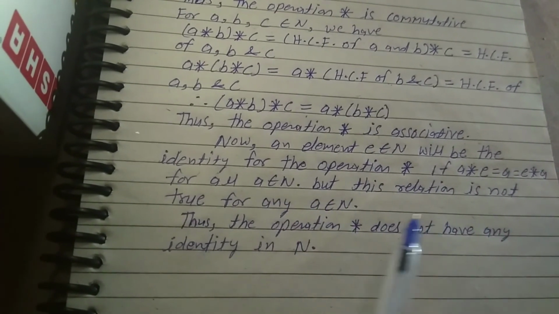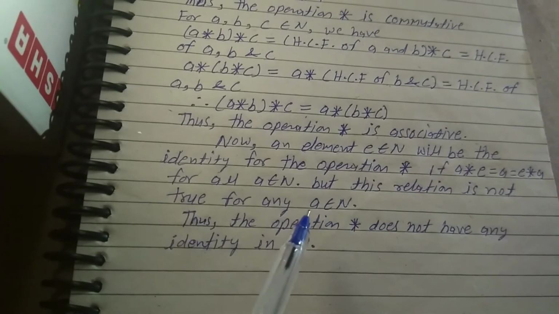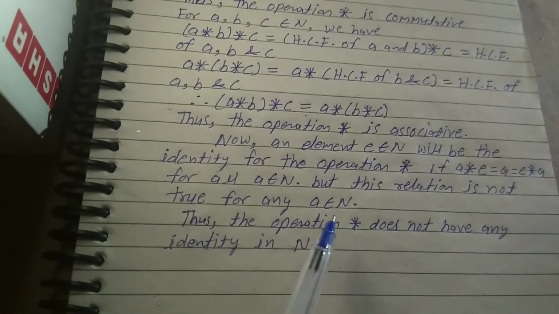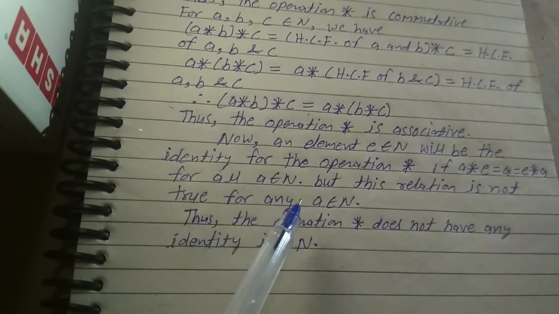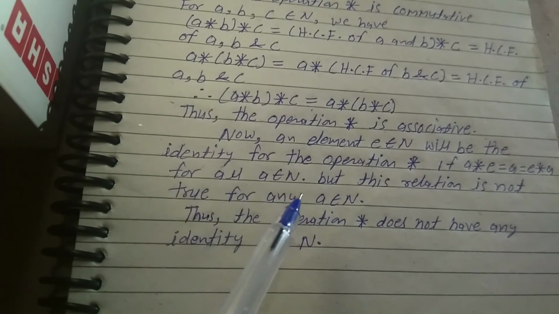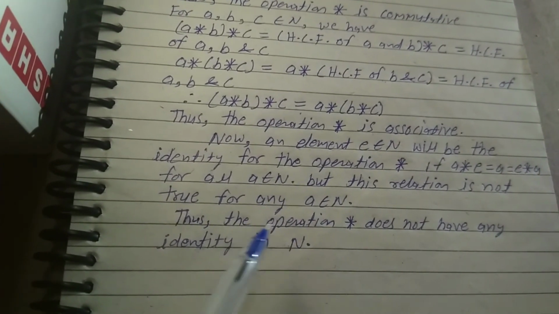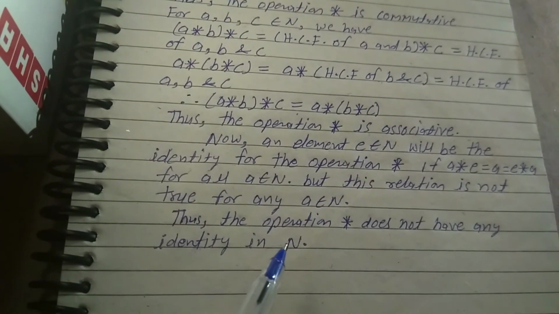But this relation is not true for any a, not true for all a belongs to N, means some conditions are there for a belongs to N, but this condition is not true. Thus the operation * does not have any identity in N.